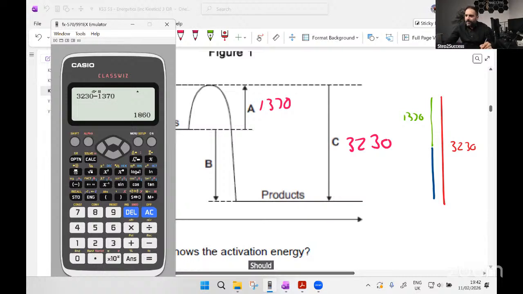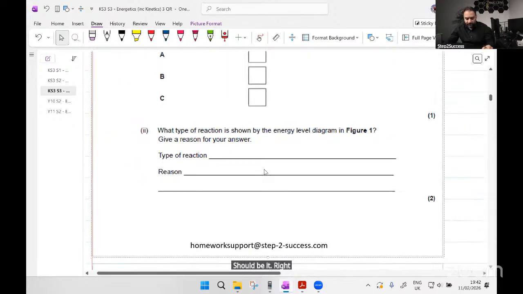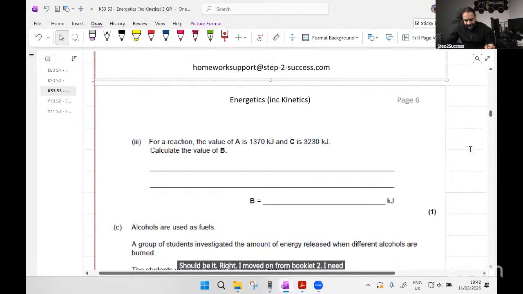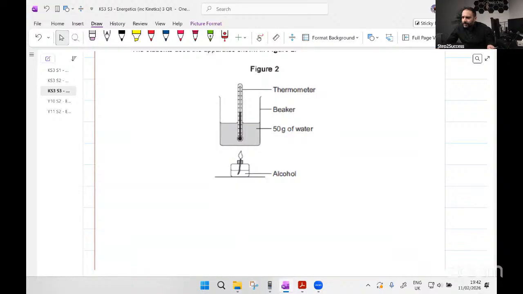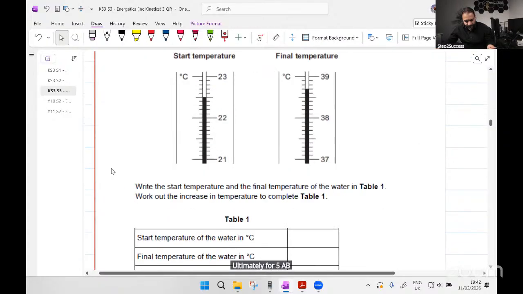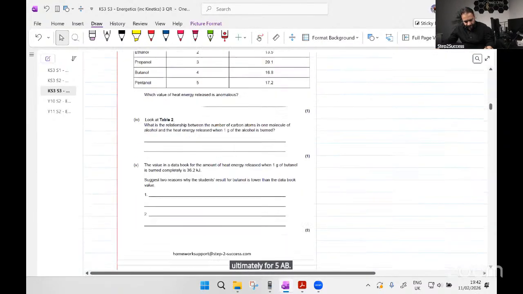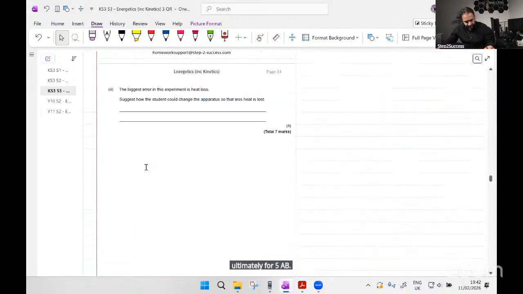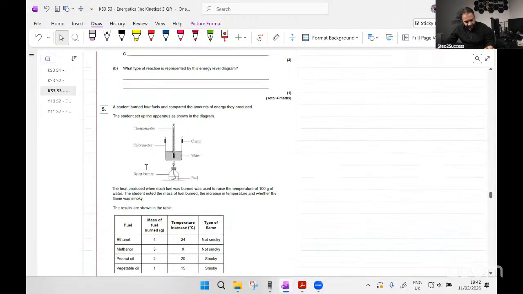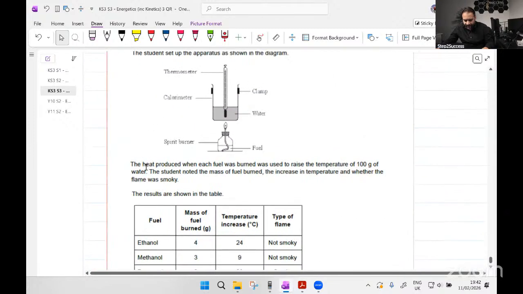Should be it. Right, I moved on from booklet two. I need to ask the question at the beginning, please. Right, so that was that. Where else were we? For 5AB. Right.